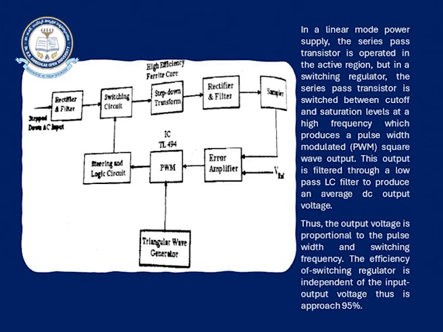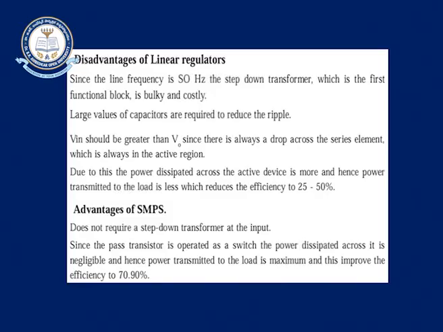It includes the AC input, a rectifier, a switching circuit, step down transformer, rectifier and filter, sample circuit, error amplifier, and PWM, that is pulse width modulated, and the steering and logic circuit. Here a triangular wave is going to be generated. You are giving that.